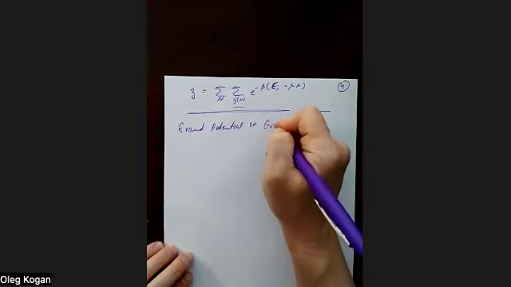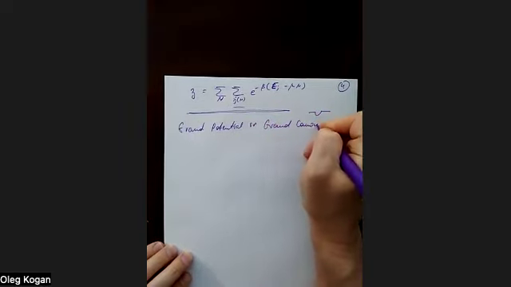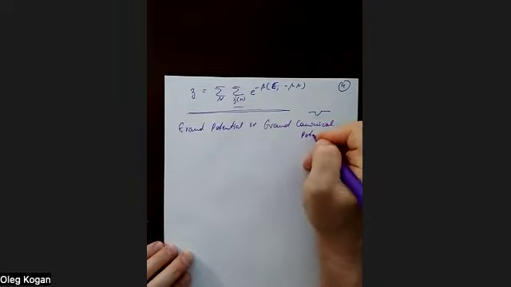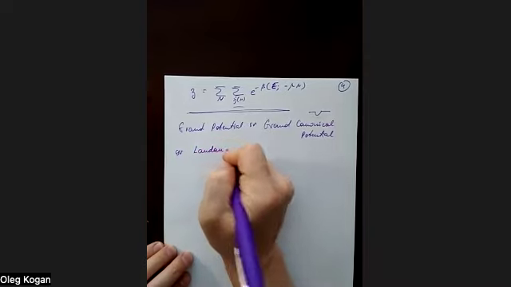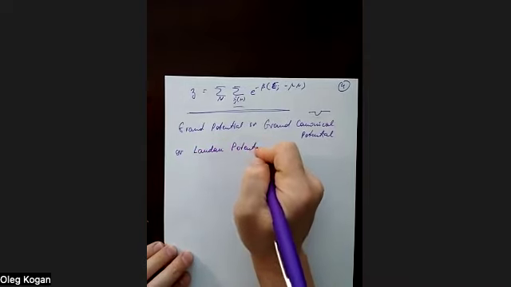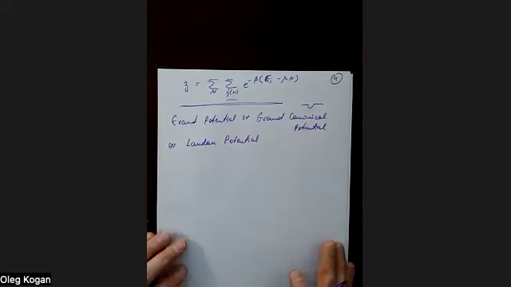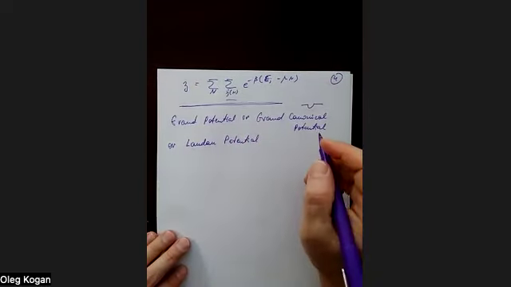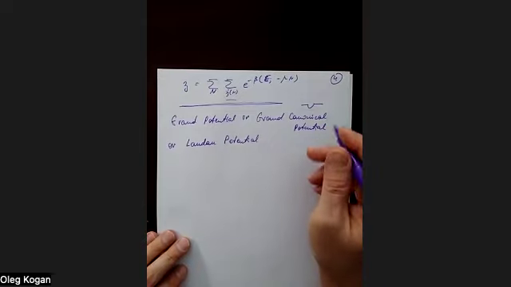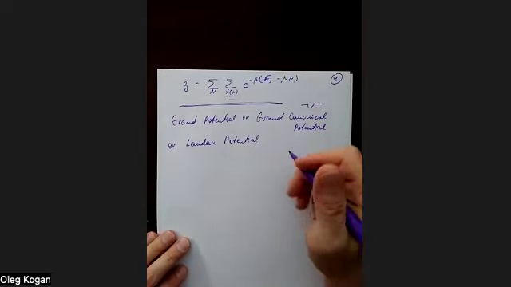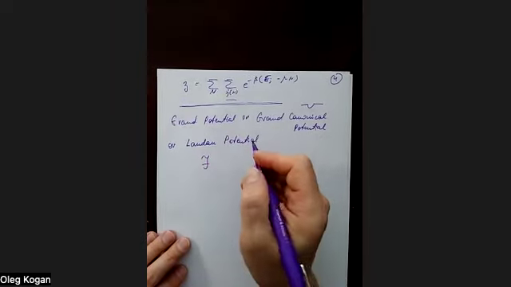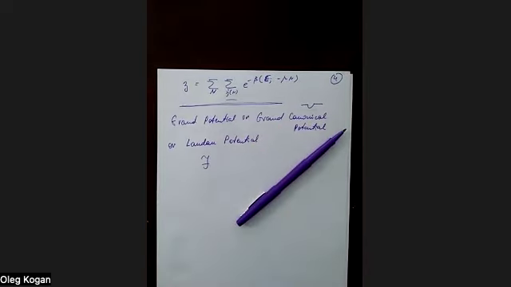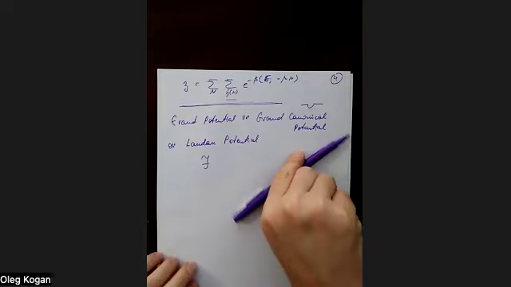Grand canonical potential, or sometimes it's called Landau potential, after the Soviet physicist Lev Landau, who made huge impacts in condensed matter physics and also in statistical mechanics as well. I'm going to use the letter script F. Usually textbooks use some other letters. I'm not sure, because every textbook uses a different letter, so I'm just going to invent my own. That would be my notation.